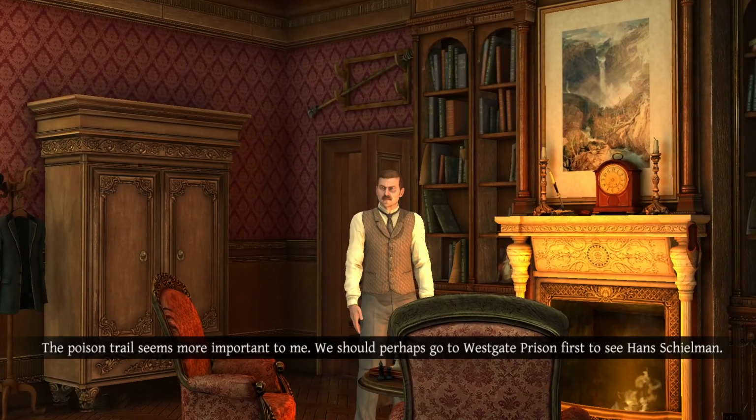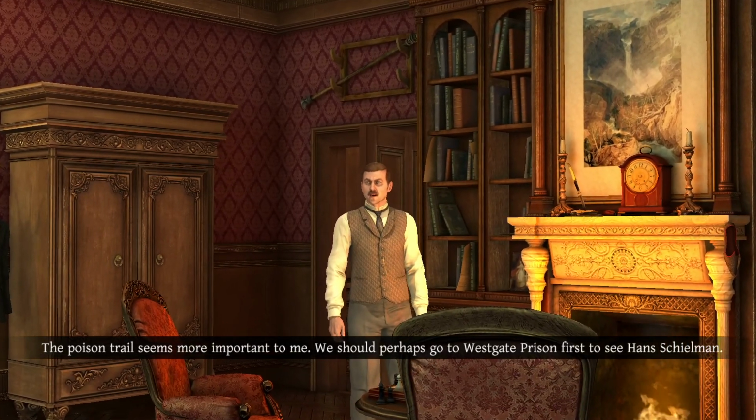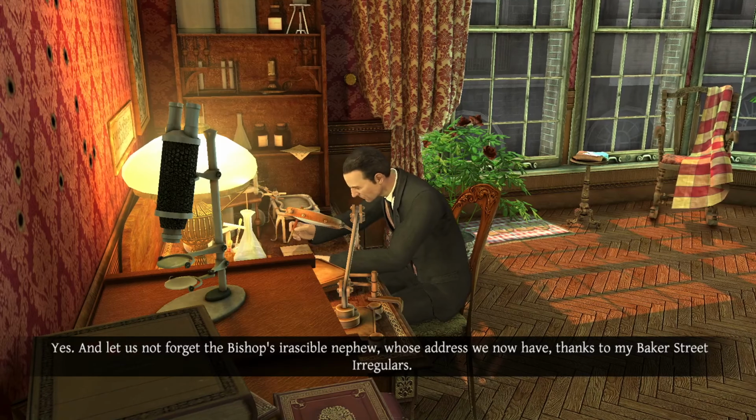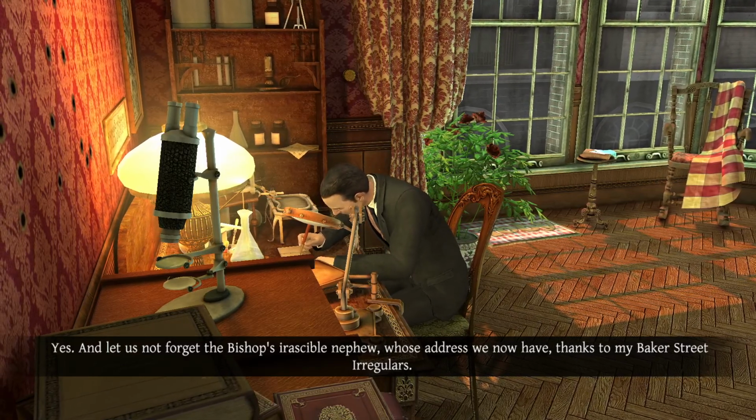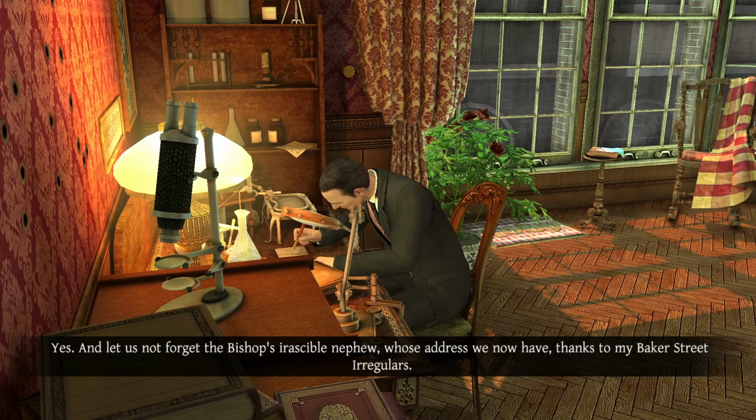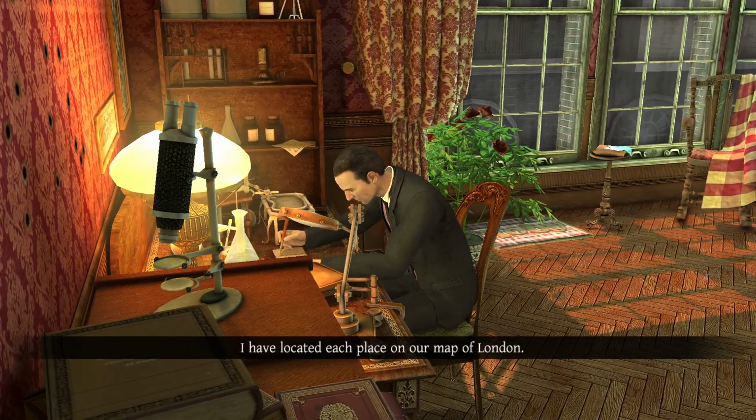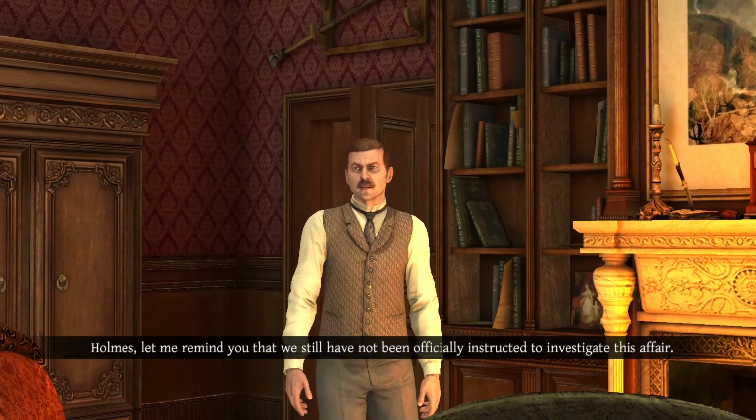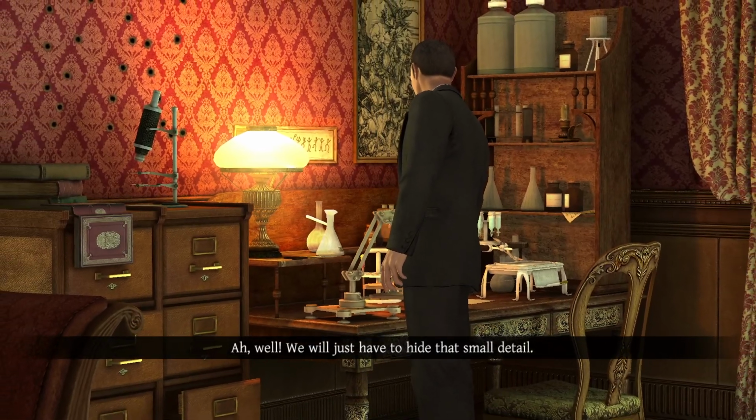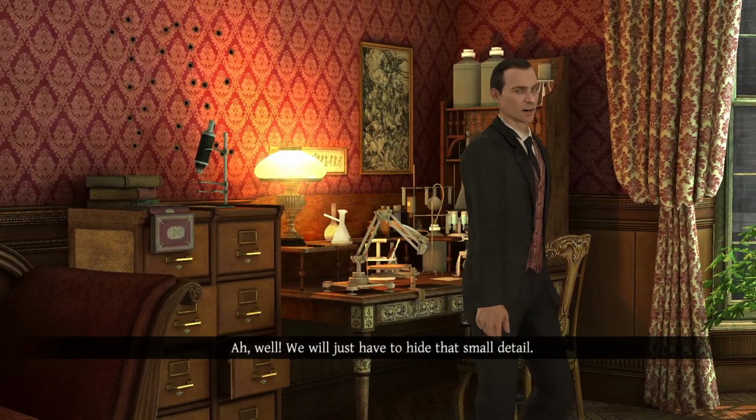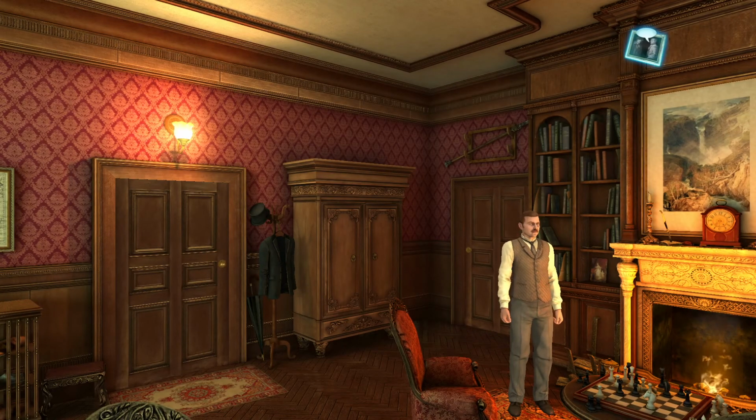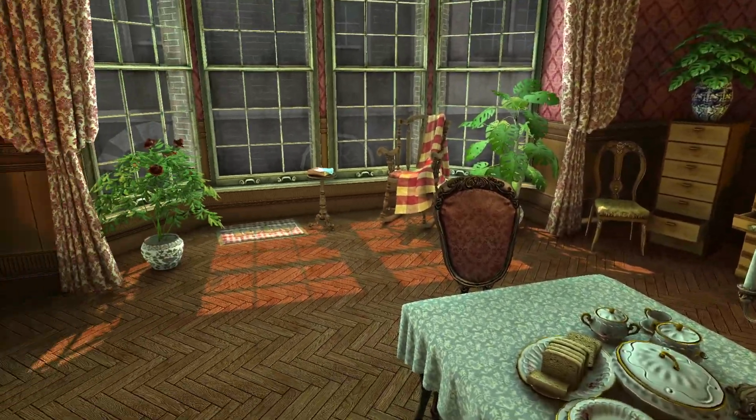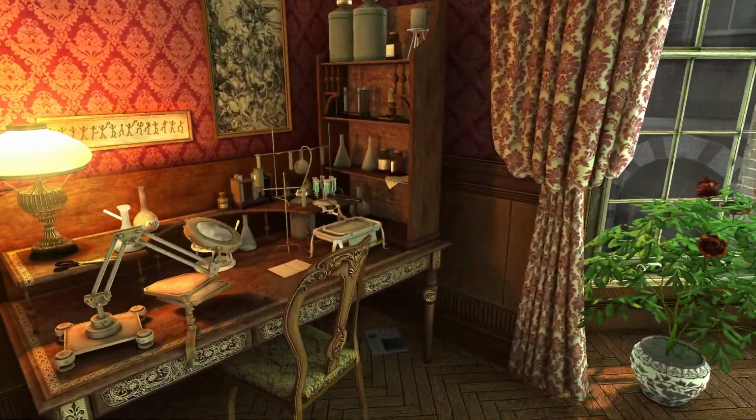The poison trail seems more important to me. We should perhaps go to Westgate Prison first to see Hans Schielmann. Yes, and let us not forget the Bishop's irascible nephew, whose address we now have, thanks to my Baker Street irregulars. I have located each place on our map of London. Holmes, let me remind you that we still have not been officially instructed to investigate this affair. Ah, well, we will just have to hide that small detail. Honestly, Watson, when has that ever stopped us? At least not in the Jack the Ripper case, where we were actually told not to investigate it.